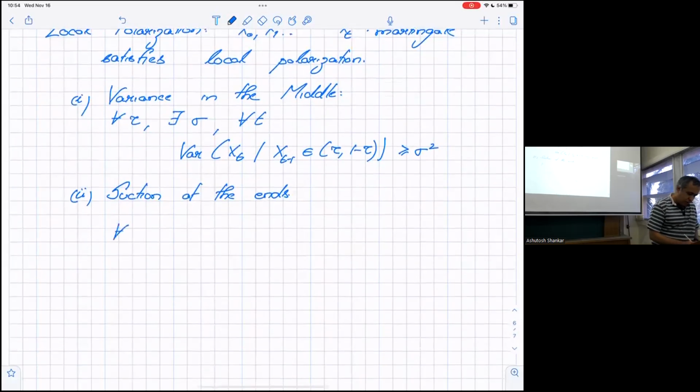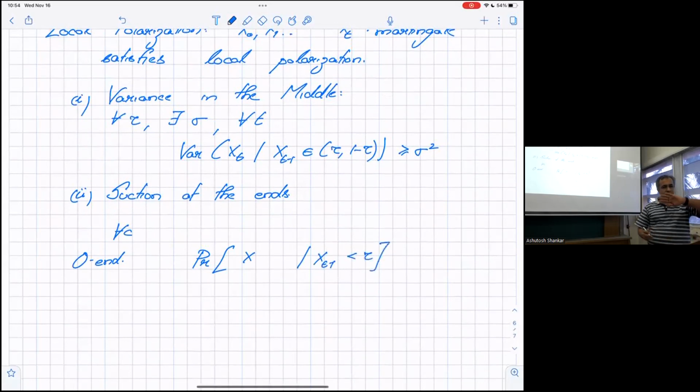Because for all c, what you want is the following. Let's talk about the zero end. The same thing I can write for the one end also. The condition is that x_{t-1} is less than tau, so it's already at the end. What I want is that x_t should fall by a factor c. That is, for all c greater than 1, there must exist a tau such that for all t, the following happens. This must happen with significant probability.